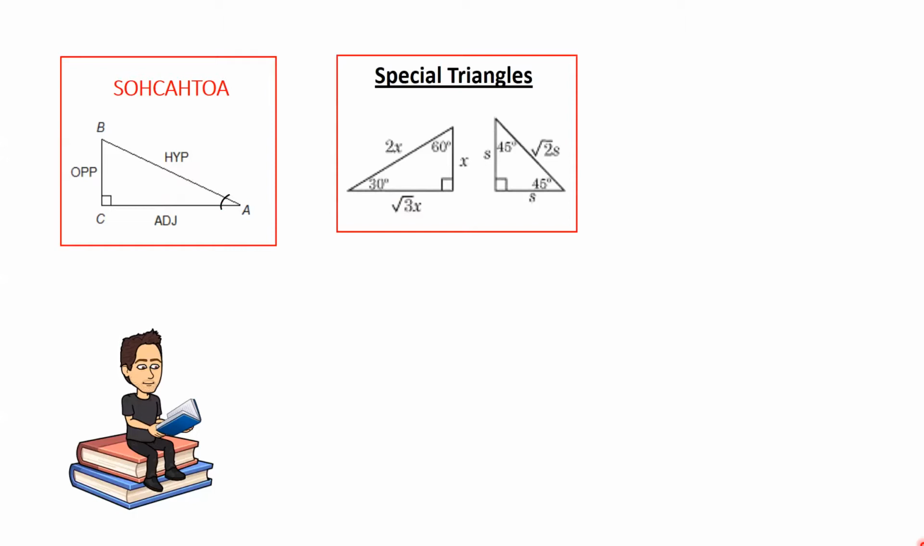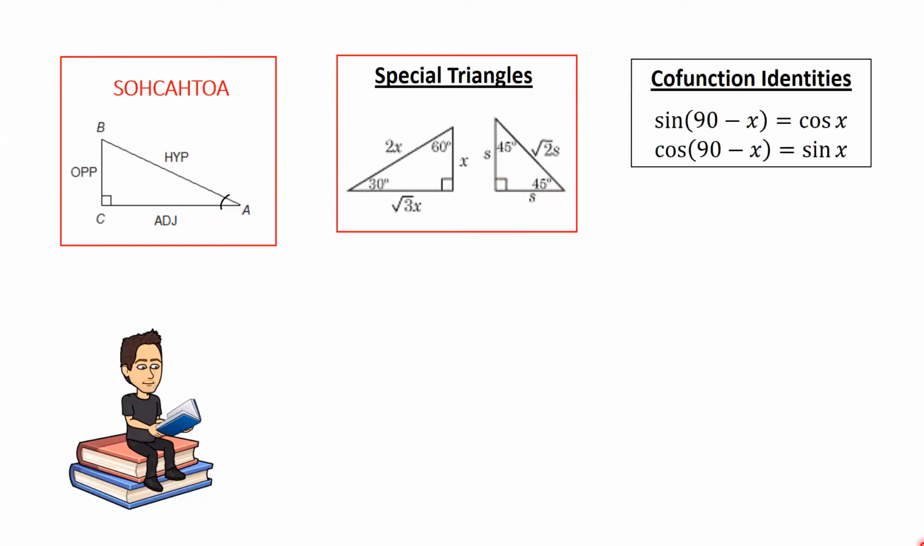You should know your two special triangles, the 30, 60, 90, as well as the 45, 45, 90 triangle. Notice that a 45, 45, 90 triangle is also an isosceles right triangle because it has two sides that have the same length, the two legs.